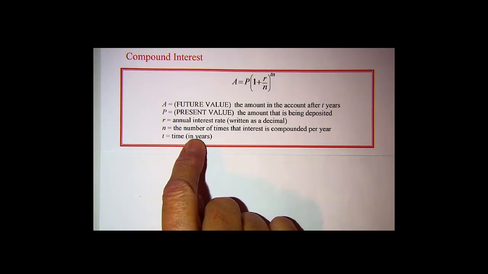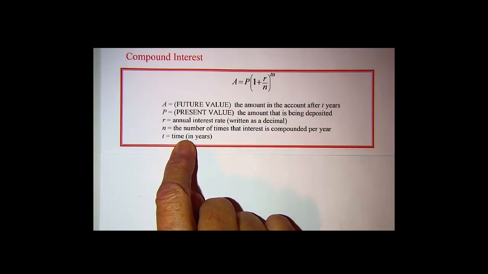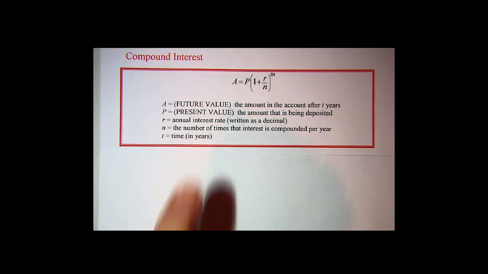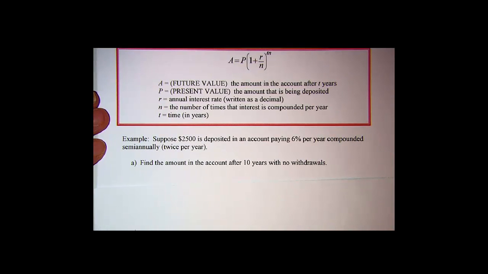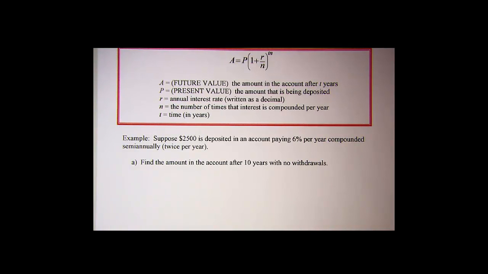So if we're figuring compound interest for 6 months, we need to write our time as 6/12, or 1/2, or 0.5. So it has to be in years. Our first problem: suppose that $2,500 is deposited in an account paying 6% per year, compounded semi-annually, which is twice a year, and we're asked to find the amount in the account after 10 years with no withdrawals.